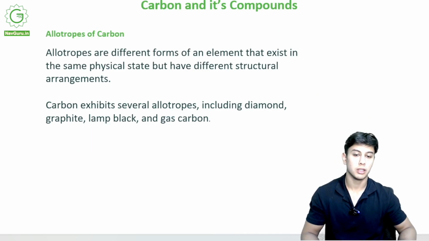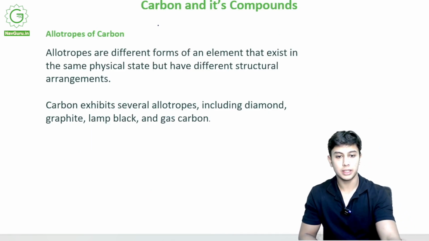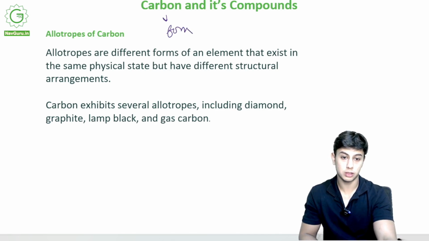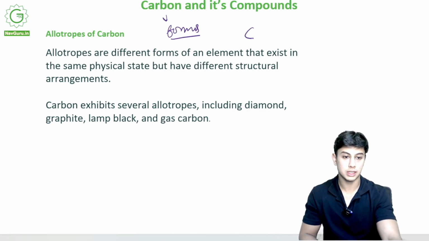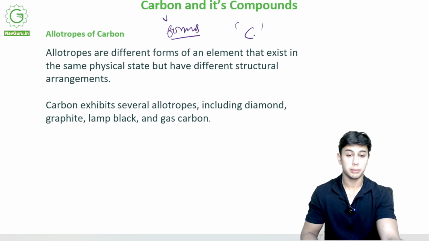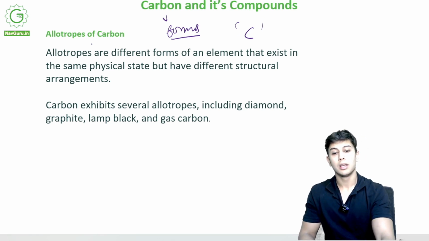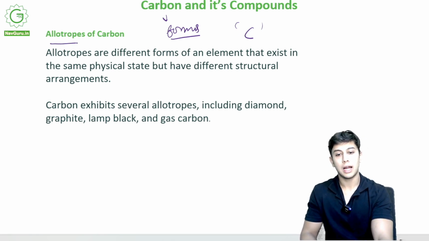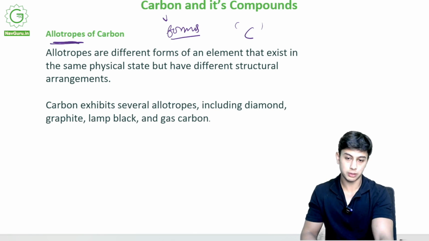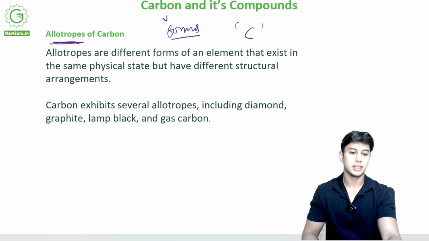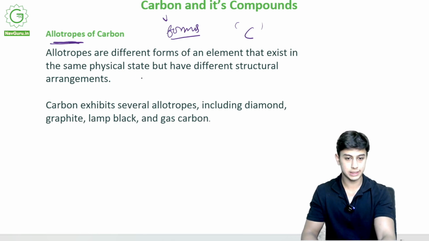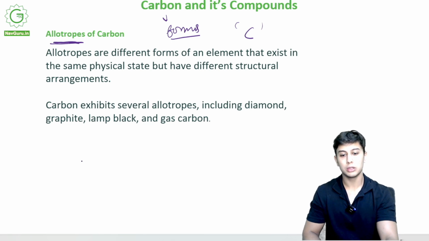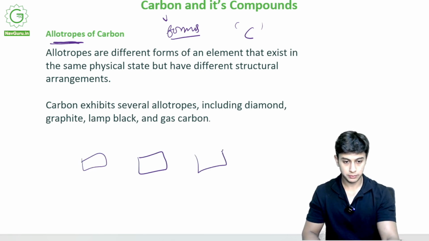Allotropes of carbon. So carbon exists in various forms. Not everything is just carbon. Carbon exists in various forms, and these forms are called allotropes. Allotropes are different forms of an element that exist in the same physical state but have different structural arrangements. There are three allotropes of carbon.